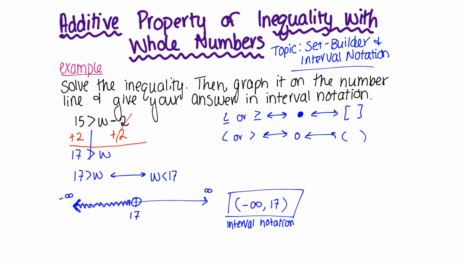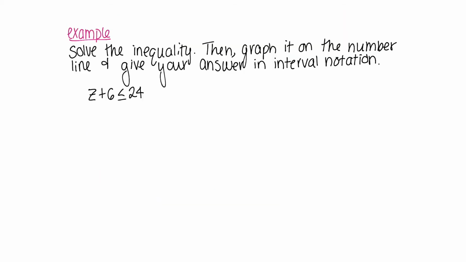Let's go ahead and do a few more. All right, let's look at the example. Z plus 6 is less than or equal to 24. So I want to get Z completely by itself. That means I am subtracting 6 on both sides, just like I would do with a regular equality. The z comes down, the inequality symbol comes down. 24 minus 6 is going to be 18. So we have z is less than or equal to 18.